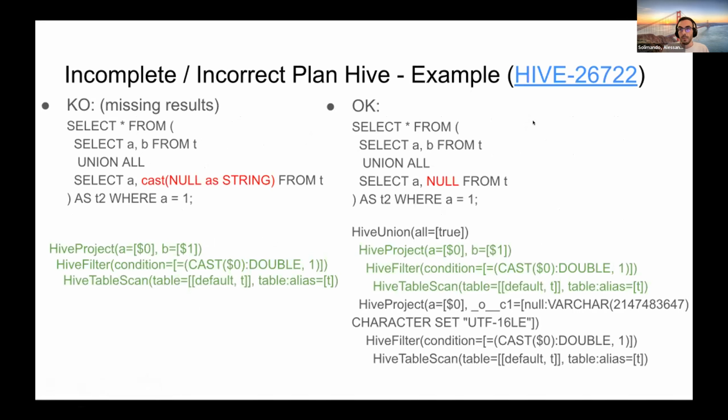So there is another example coming from a HIVE ticket where we had some incomplete plan with missing results. We can see the KO version of the query to the left and the OK version to the right. Below, we have the associated plans. We could immediately see that what was missing in the KO case were the rows that were contributed by the second operand of the union all that was completely missing in the KO case.